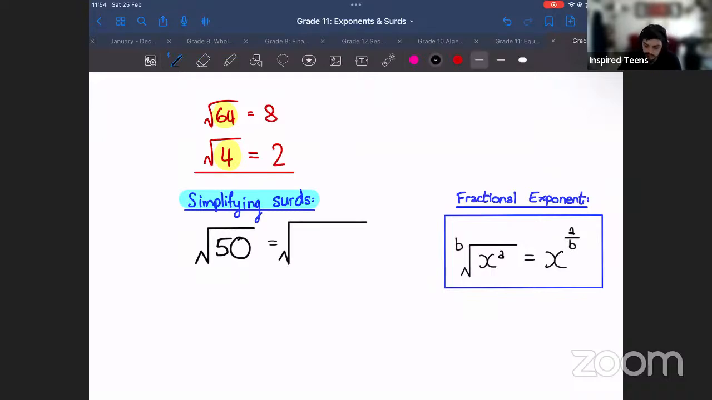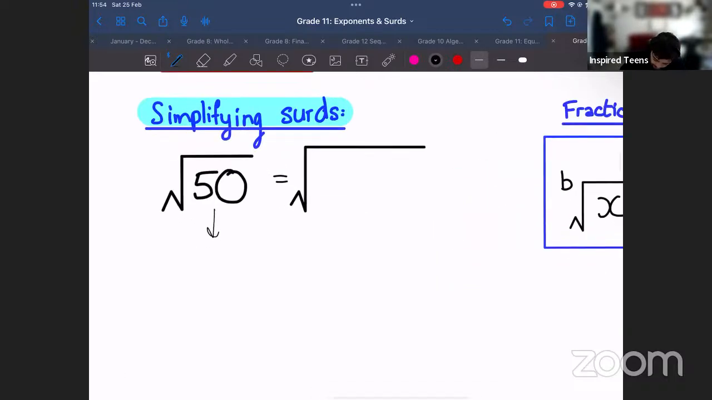is you want to write whatever's inside of a surd as a product with a perfect square. It doesn't always have to be the biggest. You can simplify it numerous times, but most likely you're going to get the highest correct one.